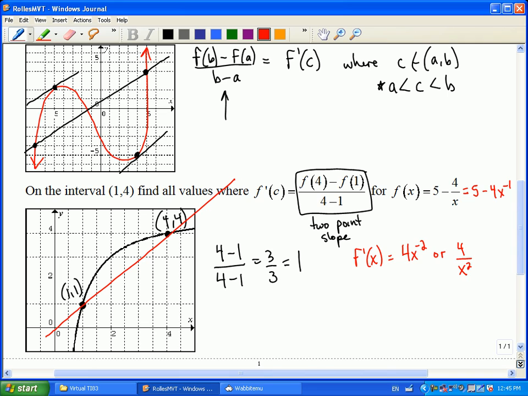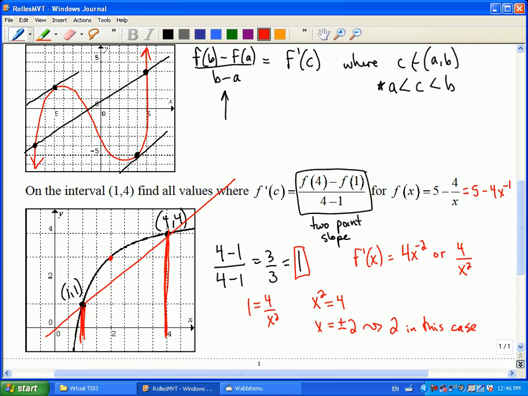So if I want the derivative to be equal to 1, this is the value of the 2-point slope, this is the value of the derivative. What I'm saying is, where does the derivative have the same value? So x squared would have to be equal to 4, and x would be plus or minus 2. But in this case, I'm only interested in the positive one because it's only the values between 1 and 4 that are guaranteed by mean value theorem. So just 2 in this case.